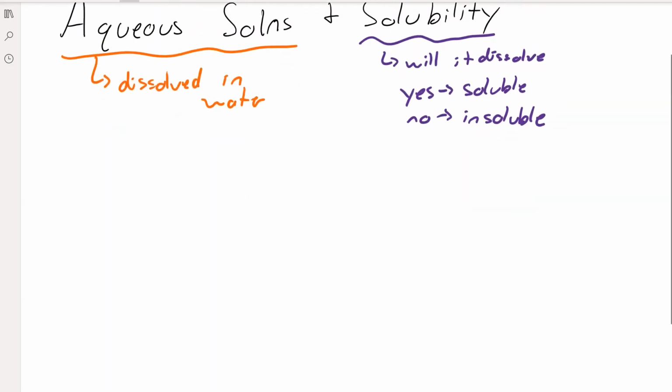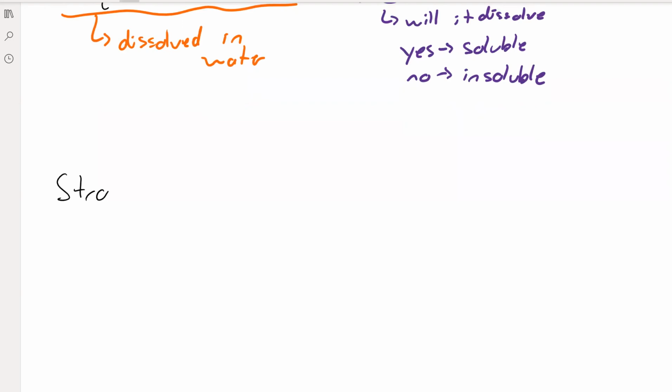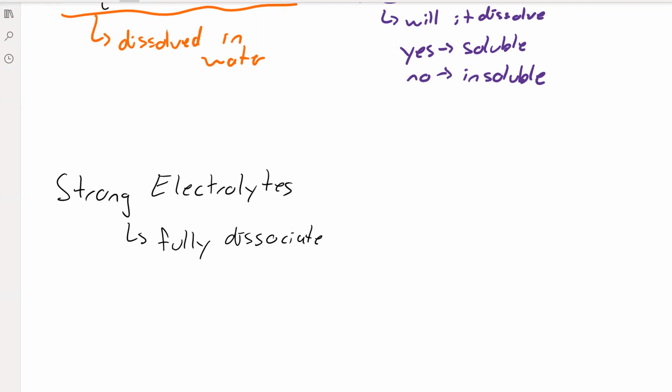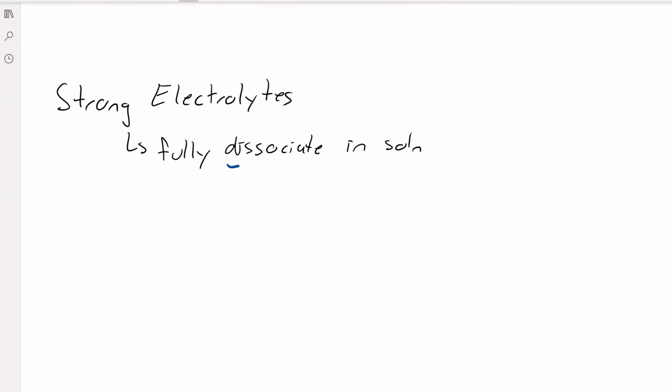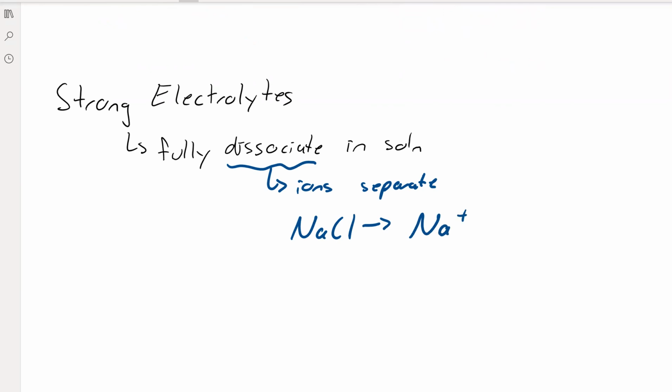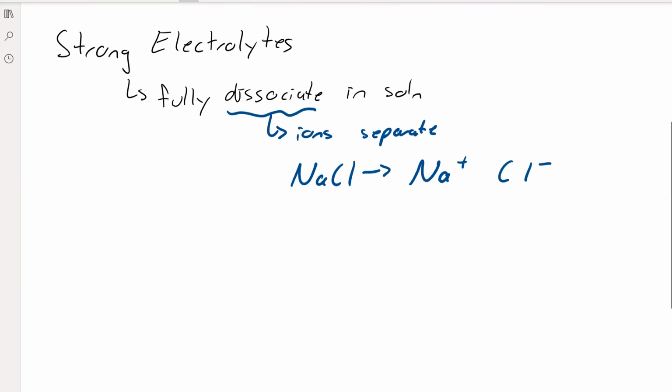So an example of something that would dissolve is what's known as strong electrolytes. And strong electrolytes fully dissociate in solution. So what we're talking about here is ionic compounds. And when we say dissociate, that means that the ions separate. So for example, if you put some salt, some sodium chloride, into water, it's going to split up into cations of Na+ and then anions of Cl-, right?